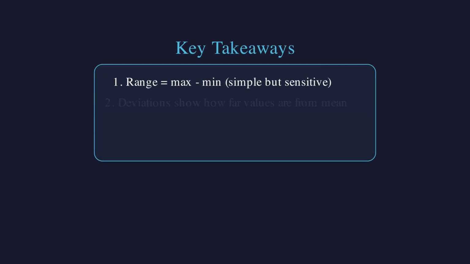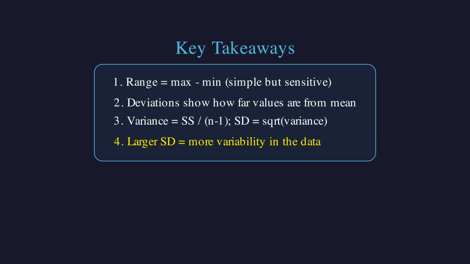In summary, the range is the simplest spread measure, but only uses 2 values. Deviations measure how far each value is from the mean. We square and average those deviations to get the variance, and take the square root for the standard deviation. A larger standard deviation means more variability.